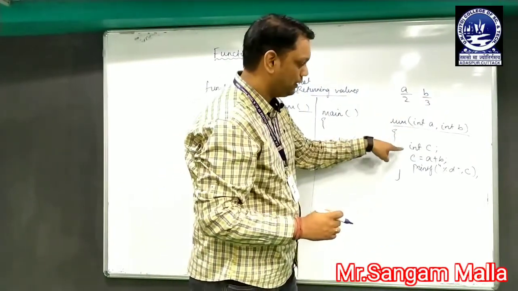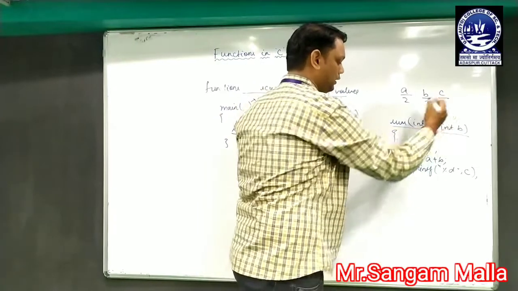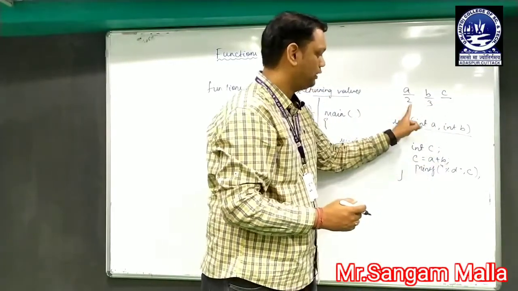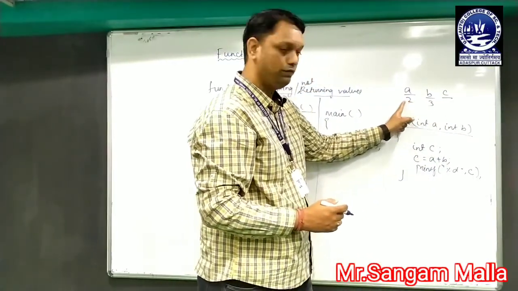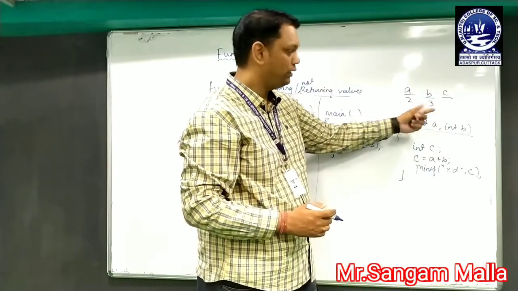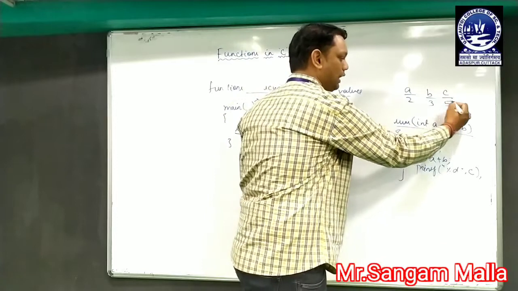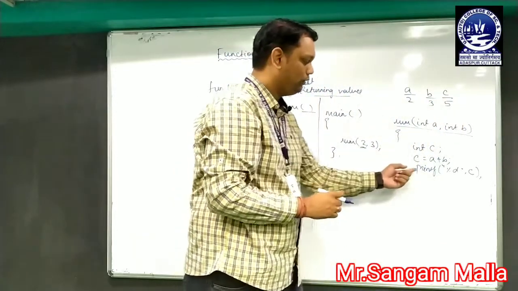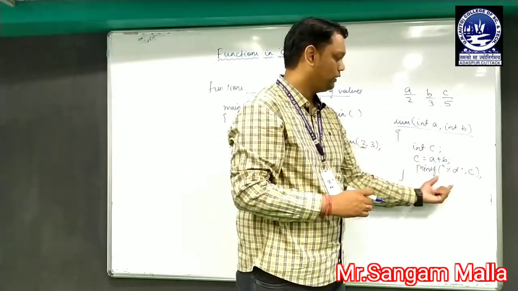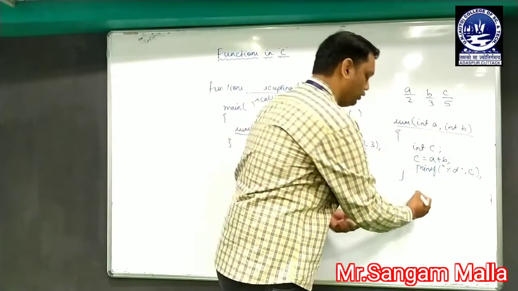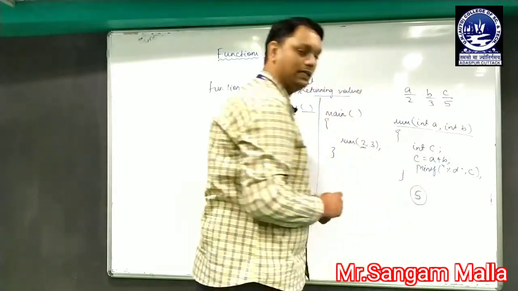Now we have taken another variable, that is c. So c equal to a plus b. So what is the value of a and b? The value of a is 2 and the value of b is 3. So 2 plus 3 is 5 and it will be stored in c. So c will have the value as 5. Now it will print the value of c. So what is the value of c over here? That is 5. So it will print the value or output as 5.